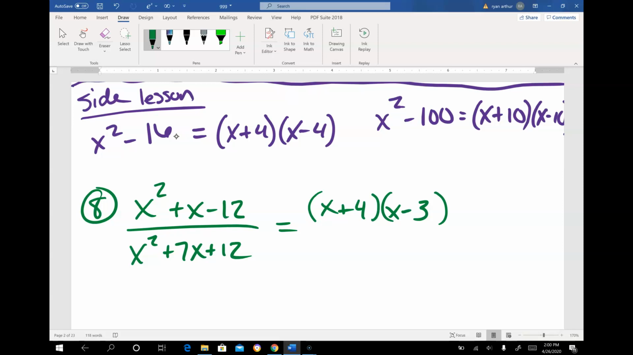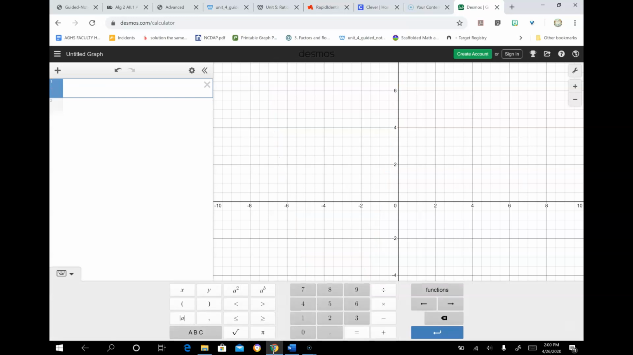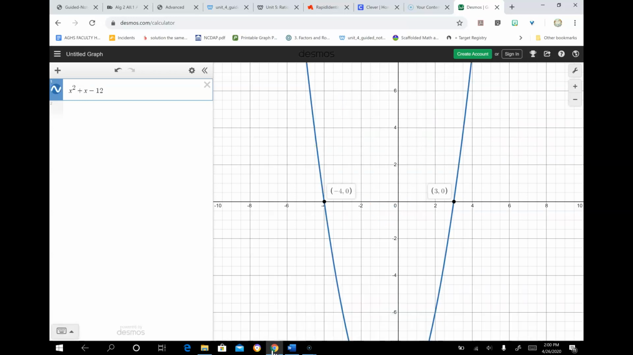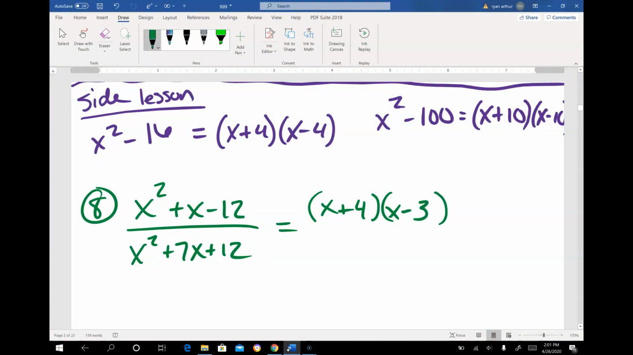Or you can look at Desmos. When I go to Desmos and type in x squared plus x minus 12, it crosses at negative 4 and positive 3. So that's x plus 4, x minus 3.